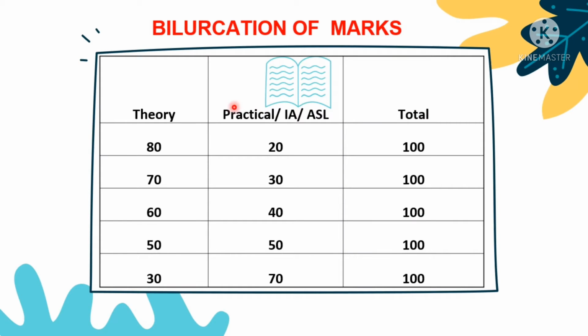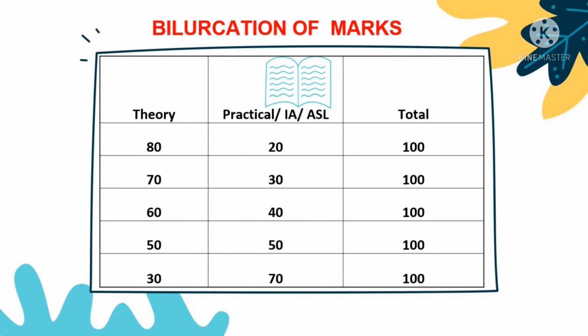Now as you know, you have two components in your exam, one is theory, one is practical, and together it will make a total of 100 marks. In some of the subjects theory is 80 marks, practical is 20 marks, so it is total 100. In some other subjects it is 70 and 30 also, 60-40 also, 50-50 also, and 30-70 also. So today we will talk about your theory portion.